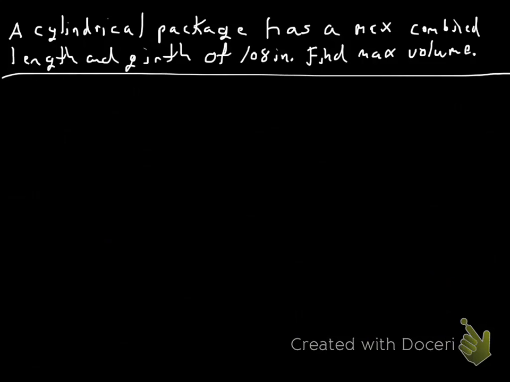Alright, let's do another example. This time we want to send a cylindrical package, and it can have a max combined length and girth of 108 inches. Length is how long the cylinder is. The girth is going to be the perimeter of a cross section. So we'll go ahead and draw ourselves a cylinder. We'll call the side X and then the radius R.